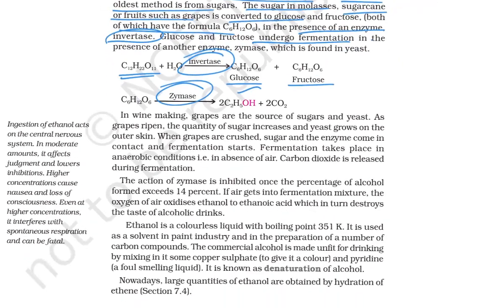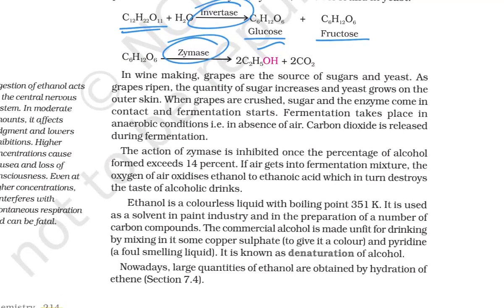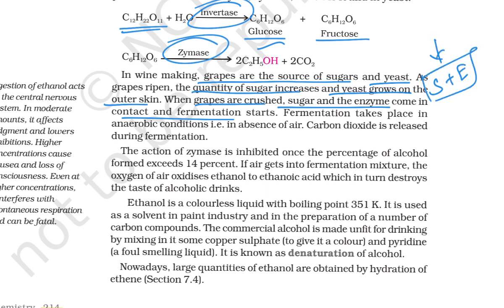In wine making, the grapes are the source of the sugar as well as yeast. As the grapes ripen, the quantity of sugar increases and the yeast grows on the outer skin of the grapes. When grapes are crushed, the sugar and the enzyme come in contact. The fermentation takes place in anaerobic condition, in absence of air, and carbon dioxide is released during the fermentation.